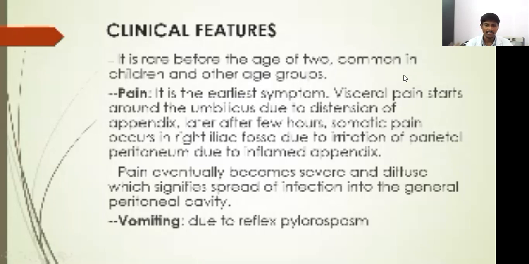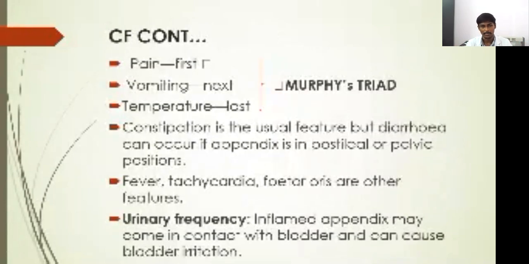Visceral pain starts first around the umbilicus due to the distension of the appendix. Later, after a few hours, somatic pain occurs in the right iliac fossa due to the irritation of the parietal peritoneum by the inflamed appendix. Hence, the pain shifts from the umbilicus to the right iliac fossa. Pain eventually becomes severe and diffuse, which signifies spread of infection to the general peritoneal cavity. First symptom is pain, and second symptom is vomiting due to reflex pylorospasm.